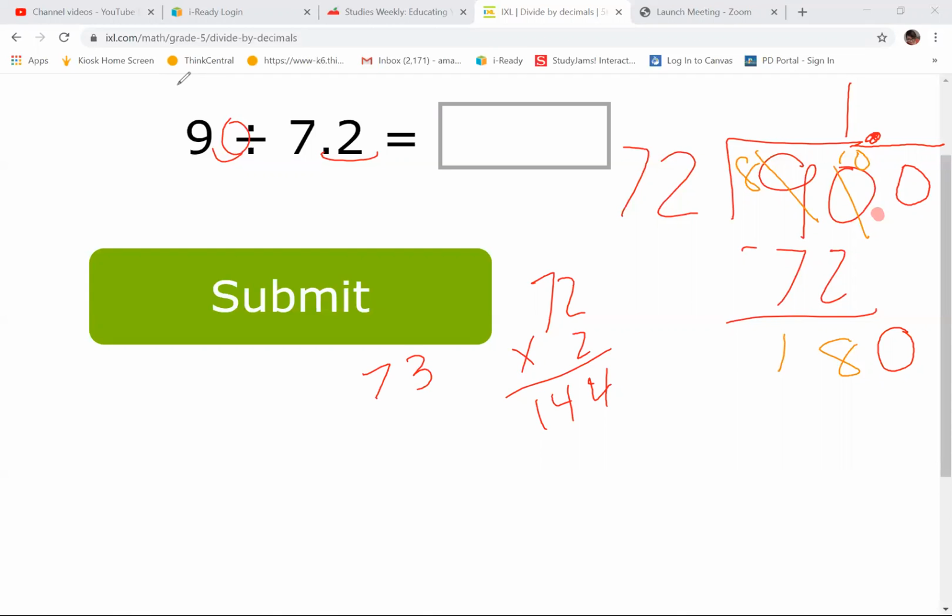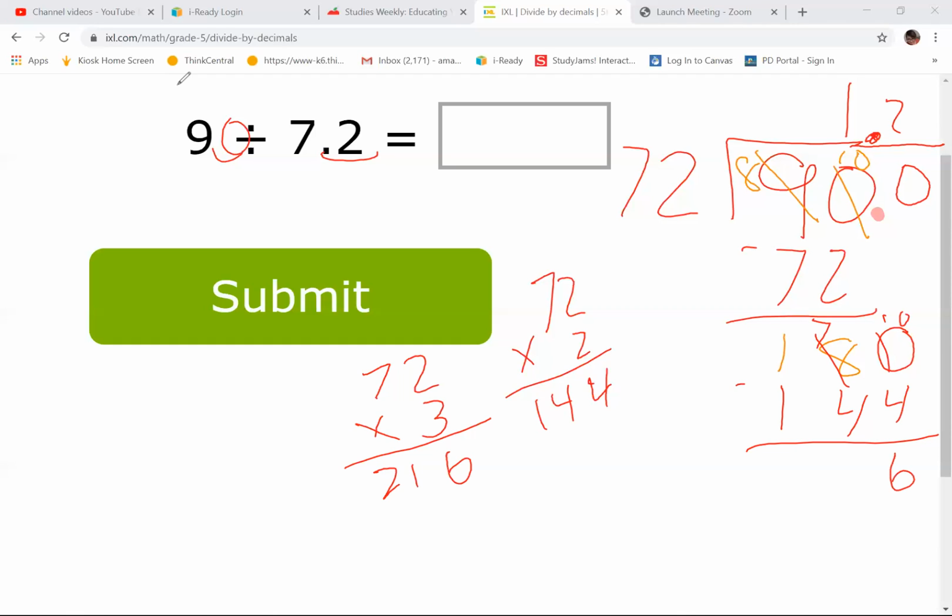Okay, let's try 73. Oh, 73. 72 times 3. 3 times 2 is 6, and 7 times 3 is 21. Ooh, it went way too high. So I'm going to stick with that 144. And that was times 2. And when I subtract, 0 minus 4, can't do it. Excuse me, neighbor, can I borrow a 10? And they say, yep. Now I have a 6, and I have a 3. I need to stick another 0 in there and bring another 0 down. Now I have 360.